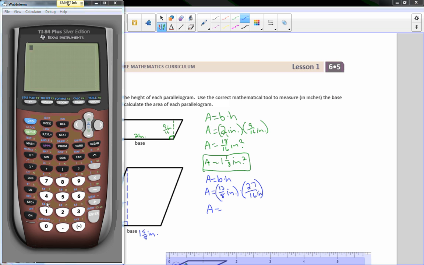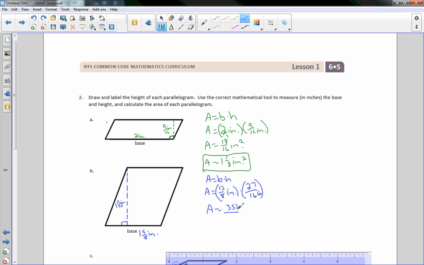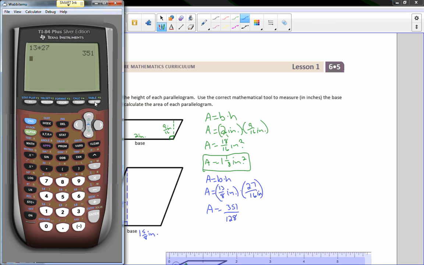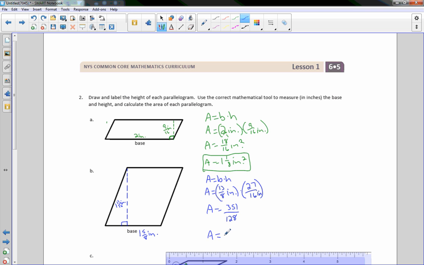Okay, so here's my calculator. 13 times 27 equals 351. So that's 351 divided by 16 times 8, which is 128. Okay, bring back my calculator, and 351 divided by 128 equals 2.74. This calculator does not reduce. So it's 2. So the area equals 2.